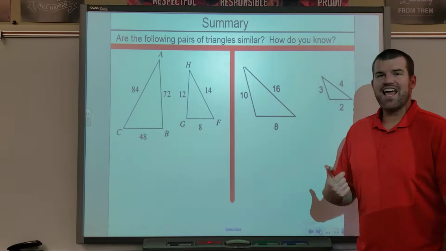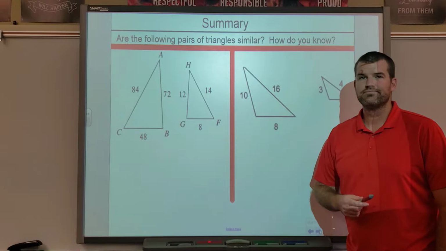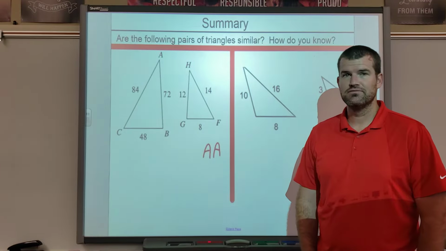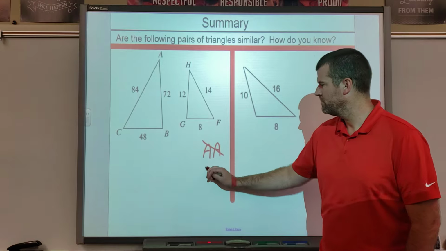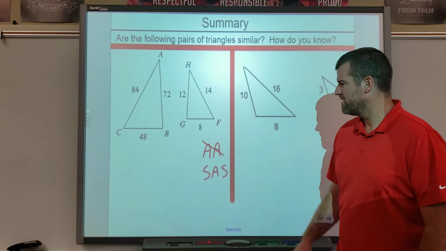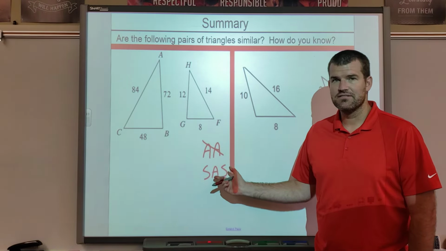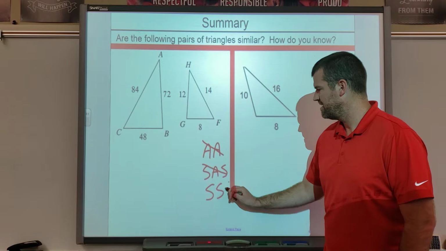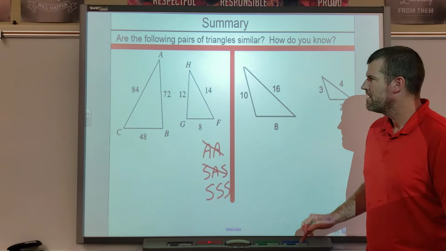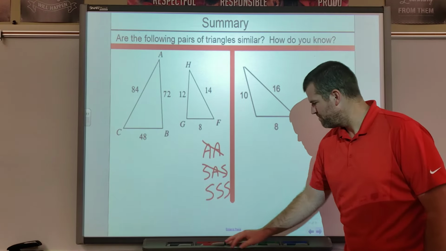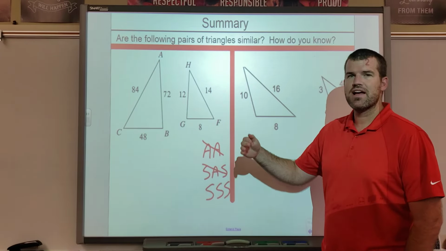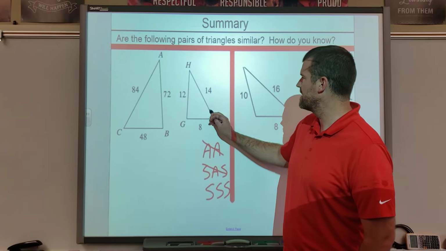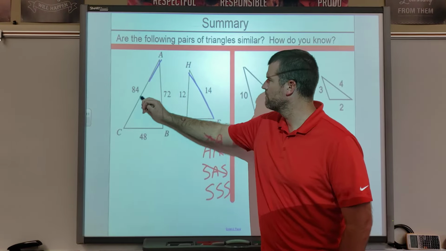Do I have any angles in this problem? I don't. So can I use angle? Nope. If I have no angles, can I use side angle side? Nope. So my only option is going to be side, side, side. So I need to now match up my longest sides, my medium sides, and my shortest sides. So if I go, let's go longest, 14 over 84.